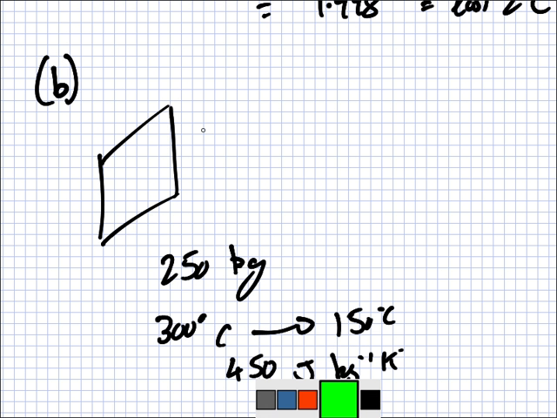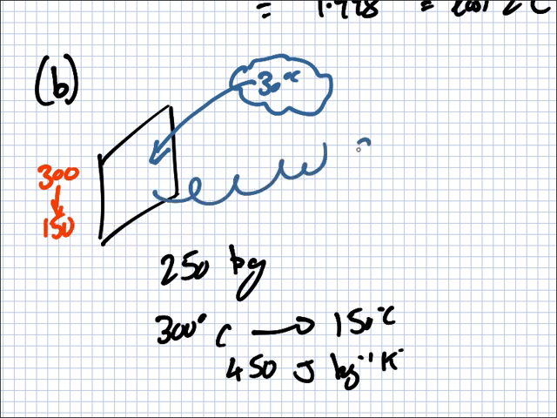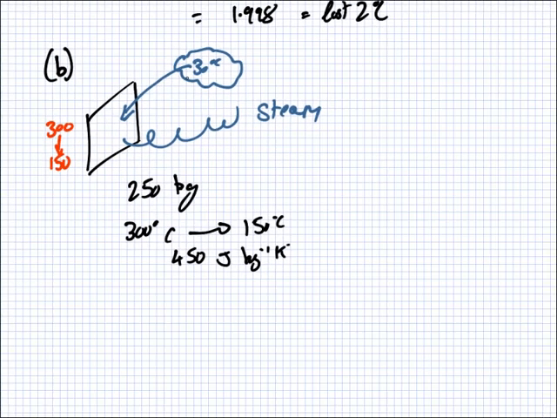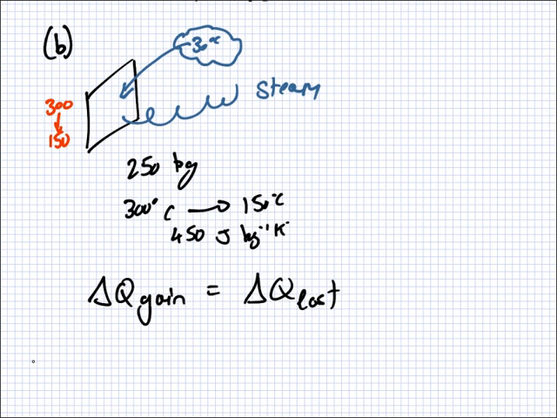So look, what happens is you have water here, and this water is at a temperature of 30, and you throw this water onto the wall, and the wall is supposed to go from 300 to 150, and then it comes off as steam. And the question is, how much water do you need? Okay, so let's see. The energy gained by the water will equal the energy lost by the wall.